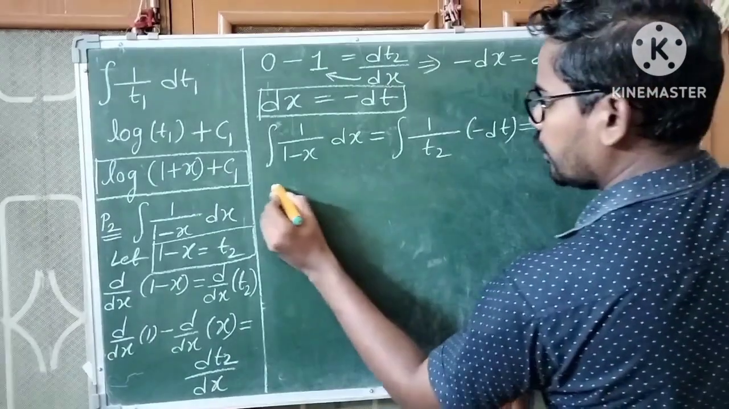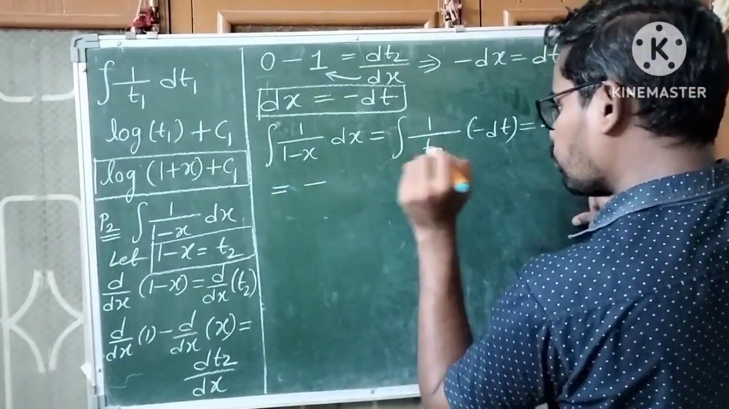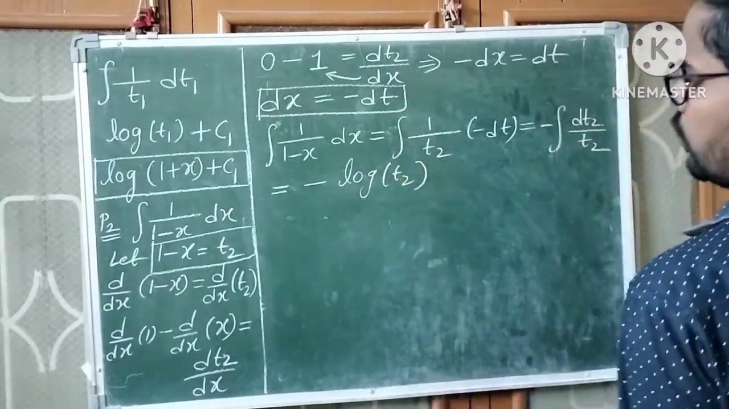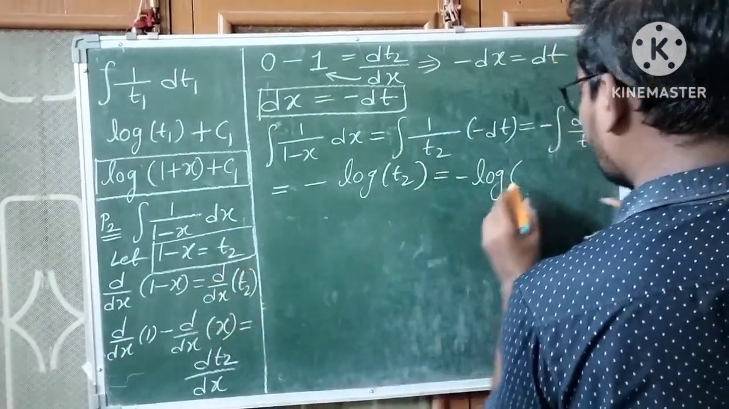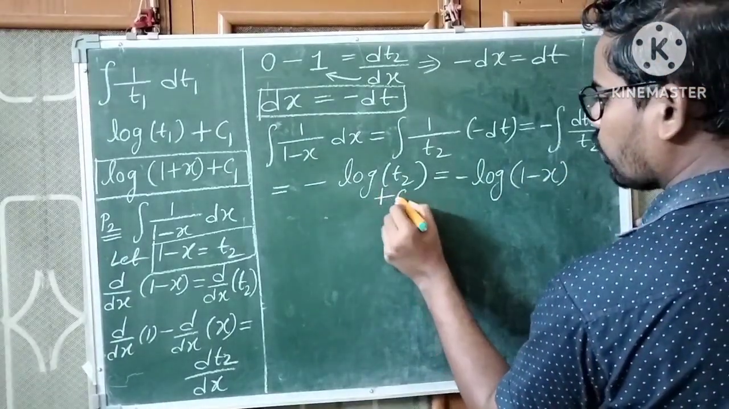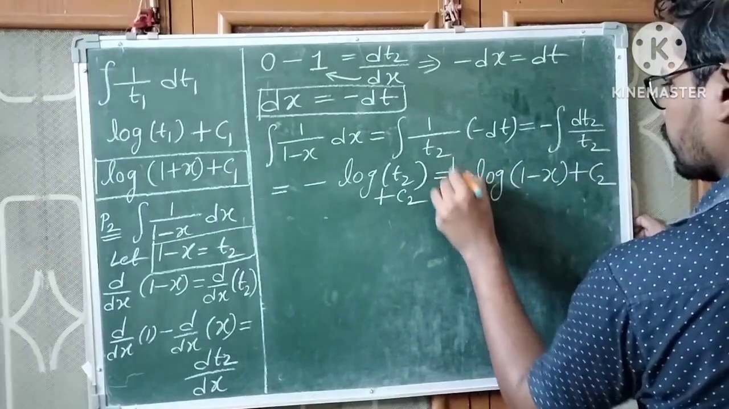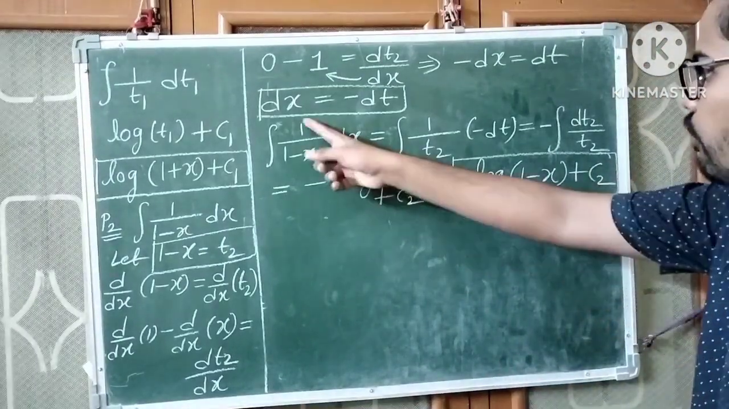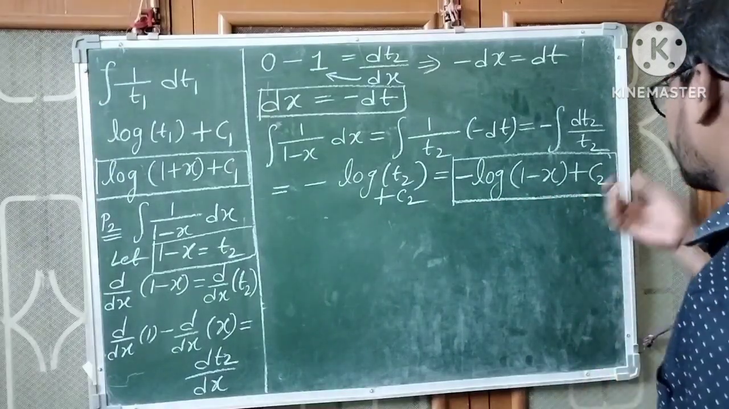Integral of dx by x is log x, so minus integral dt2 by t2 is minus log t2. And t2 is equal to 1 minus x. Whenever we apply integration, you will get some constant. Let it be constant C2. Therefore, integral of 1 by 1 minus x dx is equal to minus log of 1 minus x plus some constant C2.